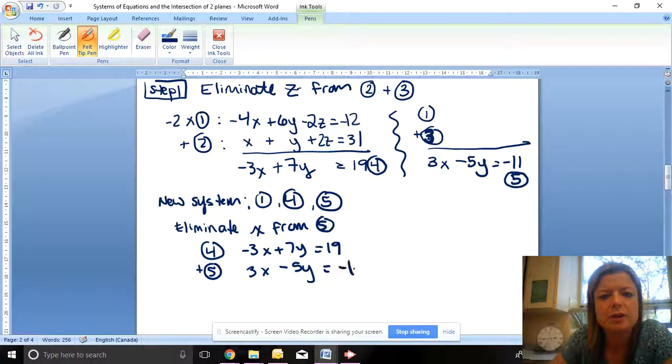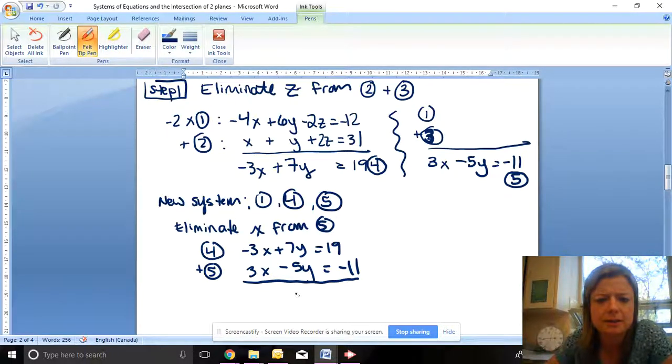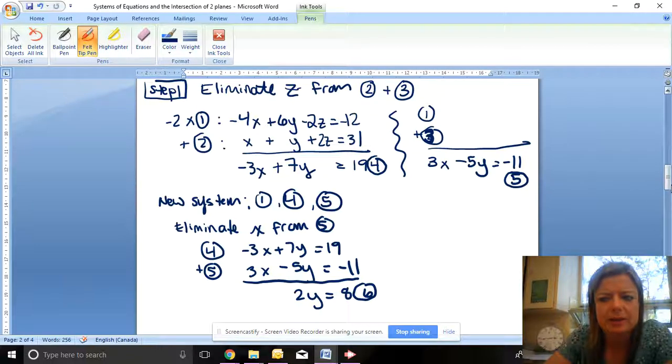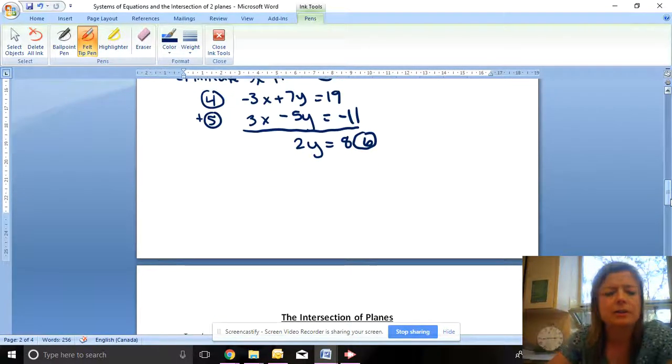Okay, so you can eliminate them in any order. You kind of just want to pick the path of least resistance. So this gives me 2y equals 8. So this is equation 6. All right, so now I can solve for y. So y equals 4, and now I can back substitute, okay?